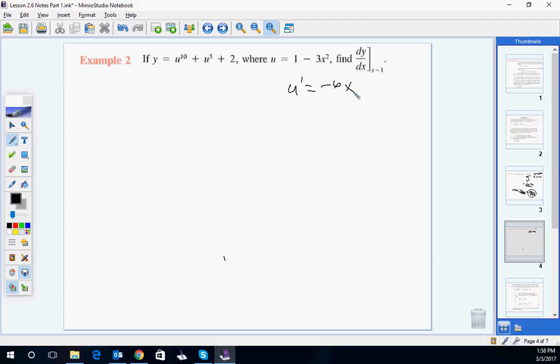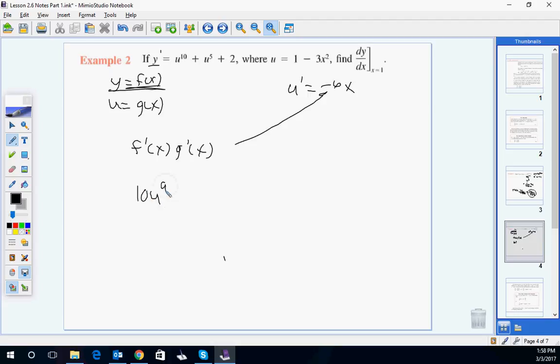Then we have to take the derivative of y. In this case, y is our f of x, and u is our g of x. So we do f prime of x times g prime of x. We already have g prime of x. Now we find the derivative of this: sum and difference rule, no problem. So it would be 10u to the 9th plus 5u to the 4th, times negative 6x. I'll change these out of u's in a second. The 2 is a constant, so it's gone.